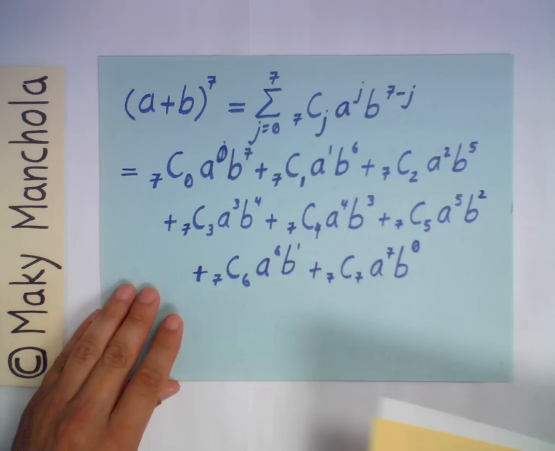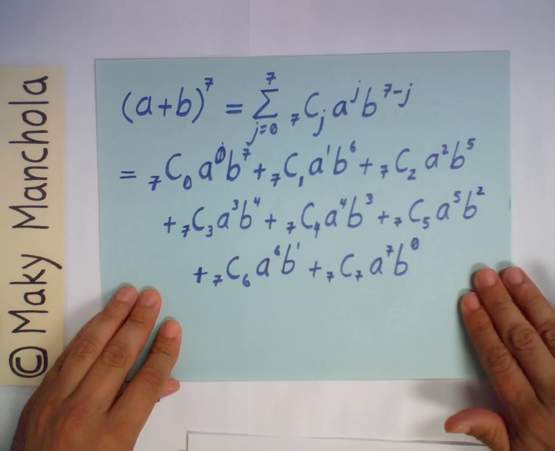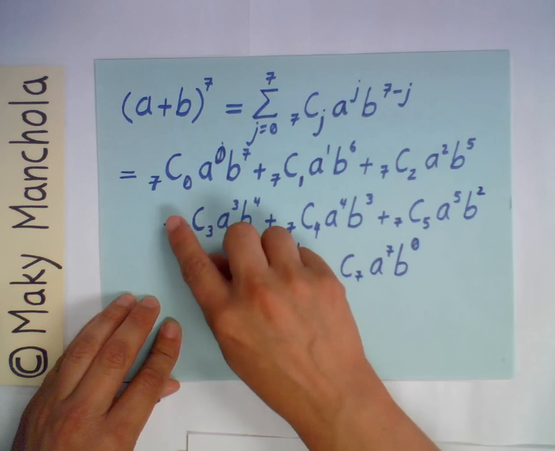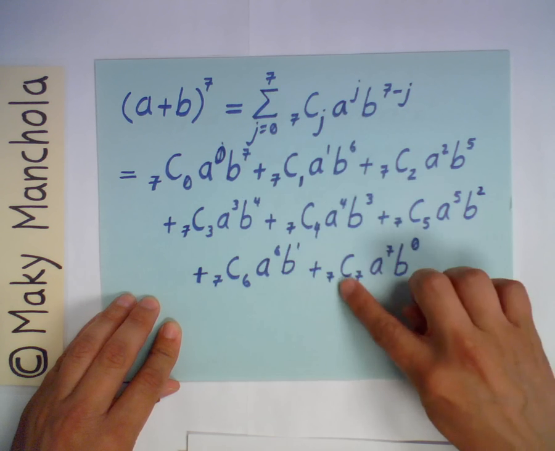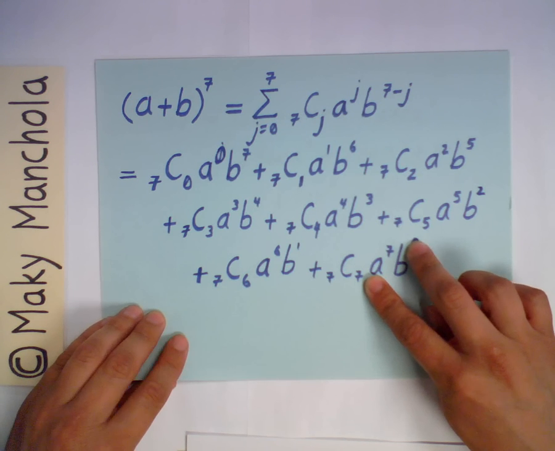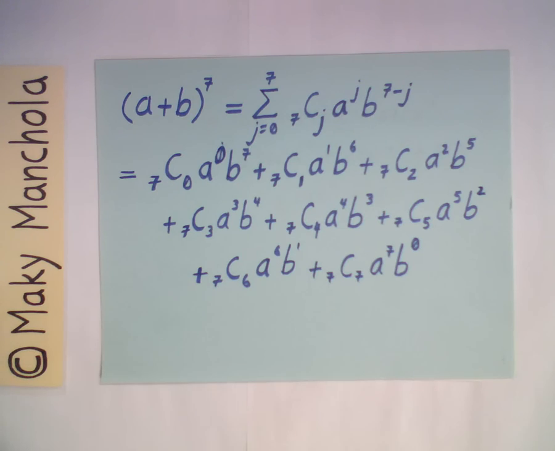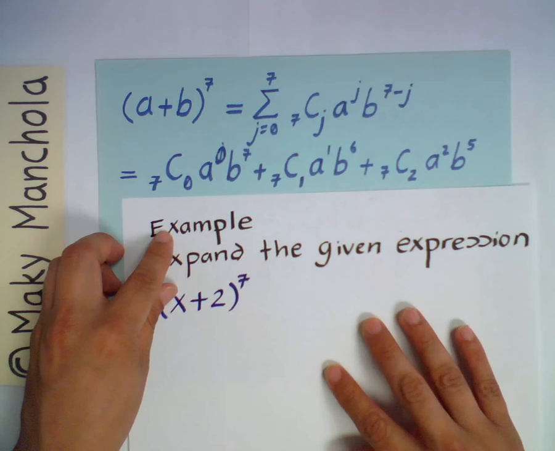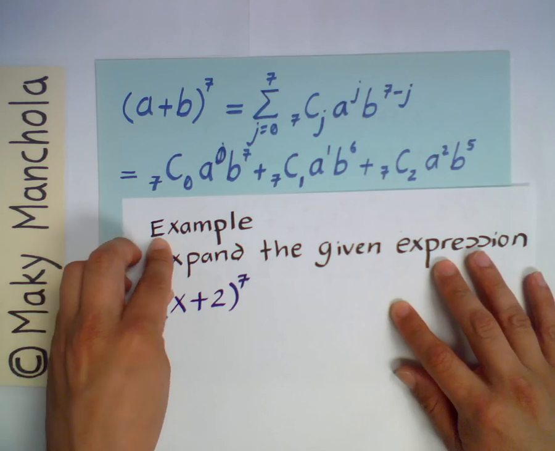Now, once you understand that the terms split this way, then you begin your calculations. Now in our case, we want 7 choose 0, 7 choose 1, all the way to 7 choose 7. We can get that using a calculator. We want our a to the 0. Well, in this case, what is a to the 0? It will have to be x to the 0. A to the 1 will have to be x to the first, and so on.